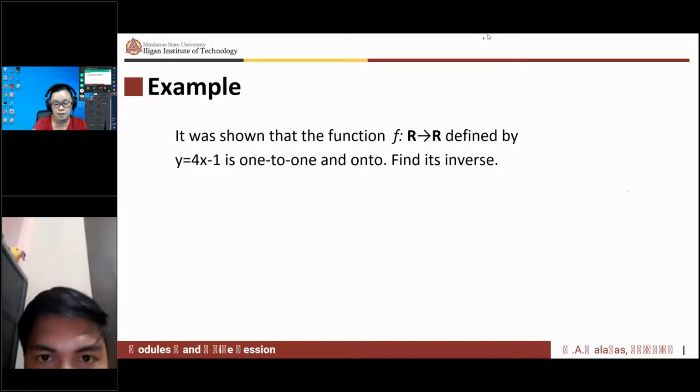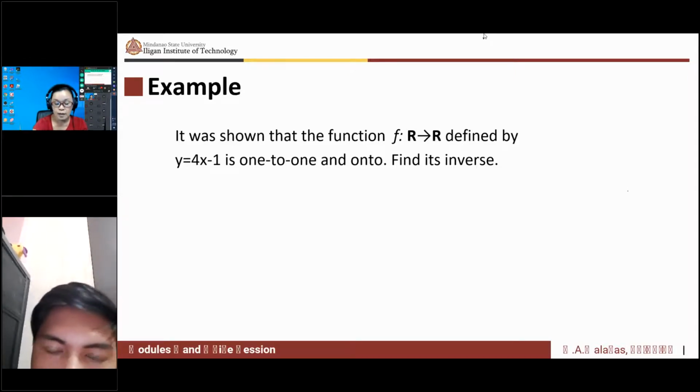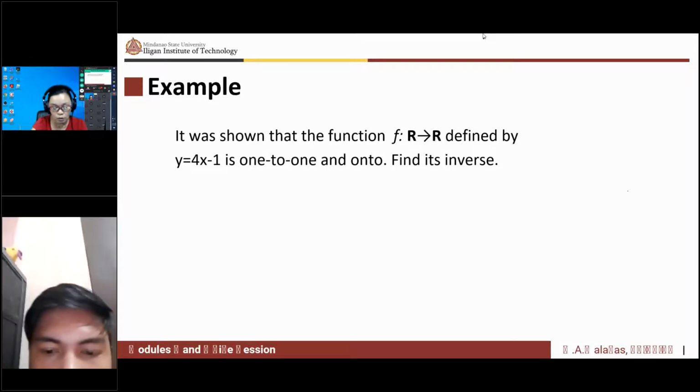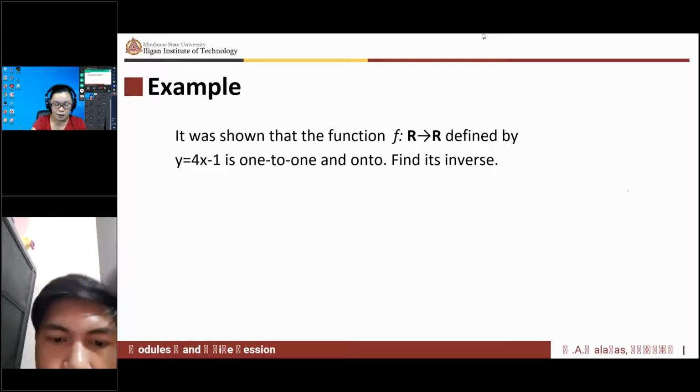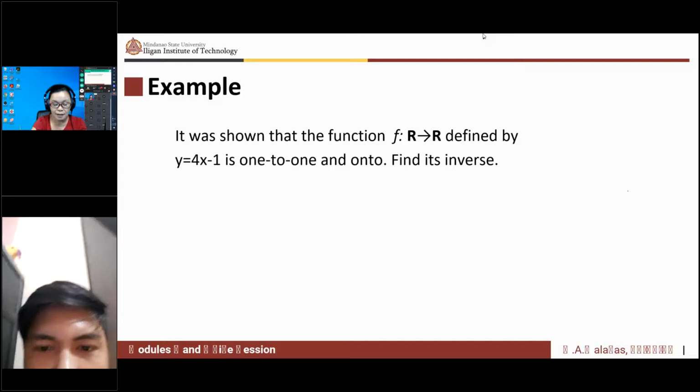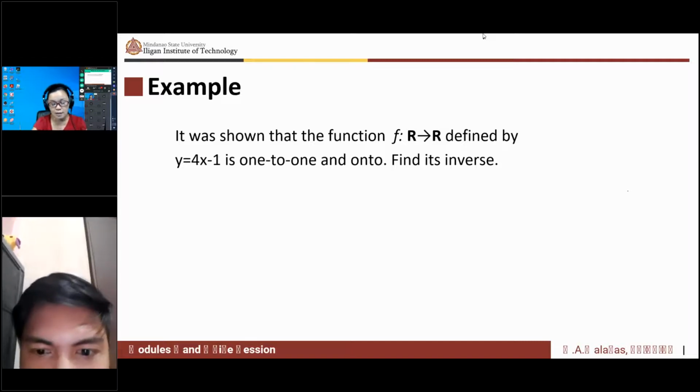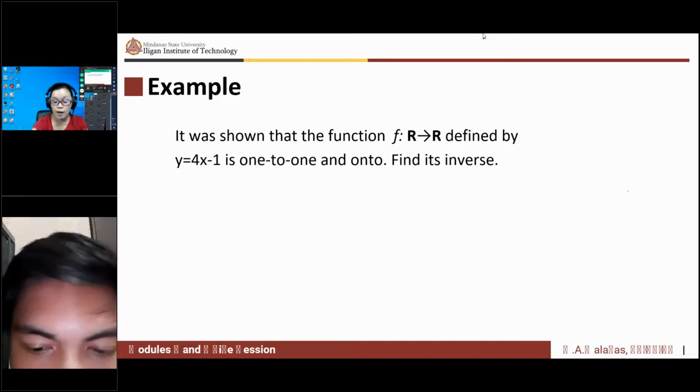Now, in the previous example, we have shown that y equals 4x minus 1 is 1-to-1, and that it is also onto. How did we show that? Well, there was a remark earlier that any linear function on R is onto. So y equals 4x minus 1 is a linear function, so that is onto.